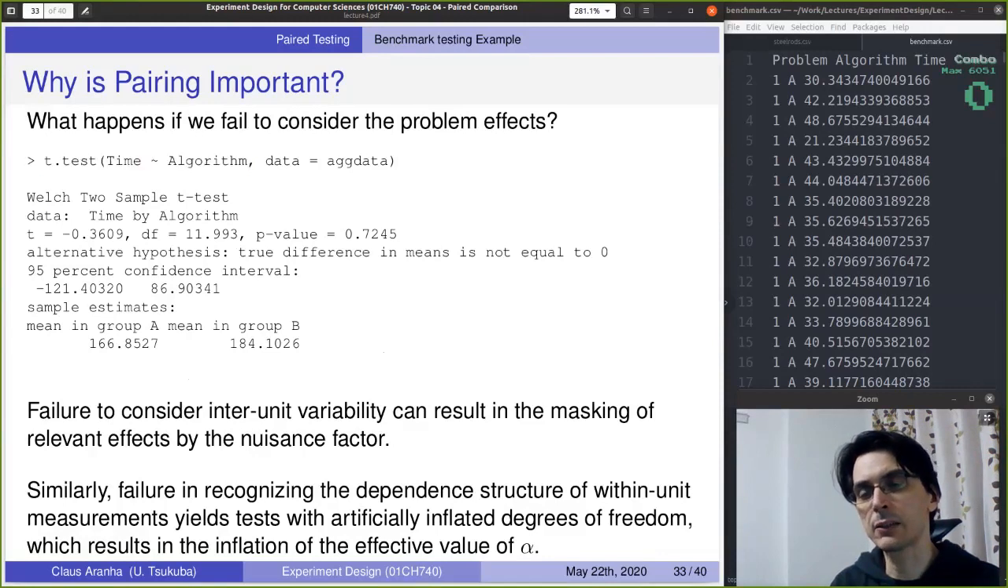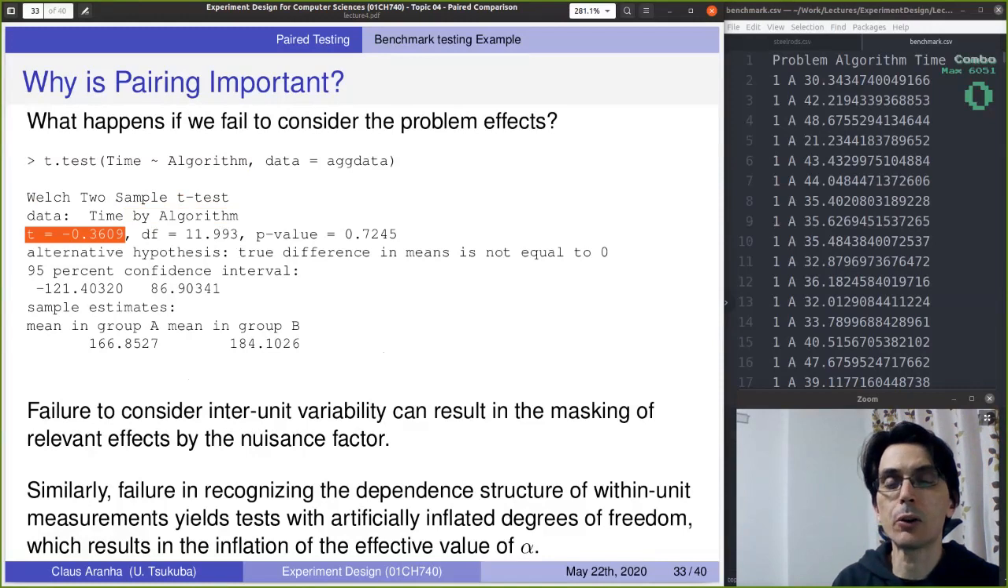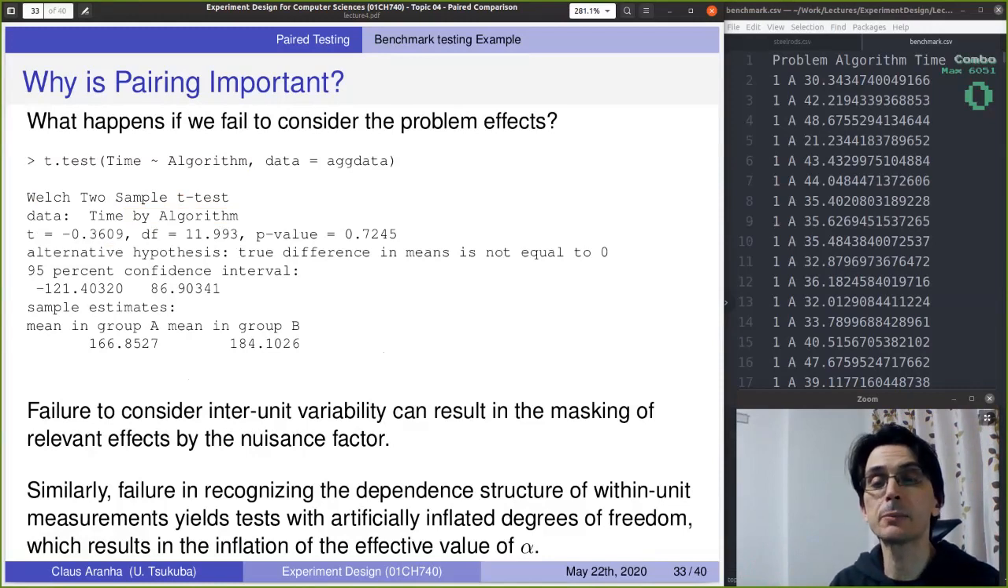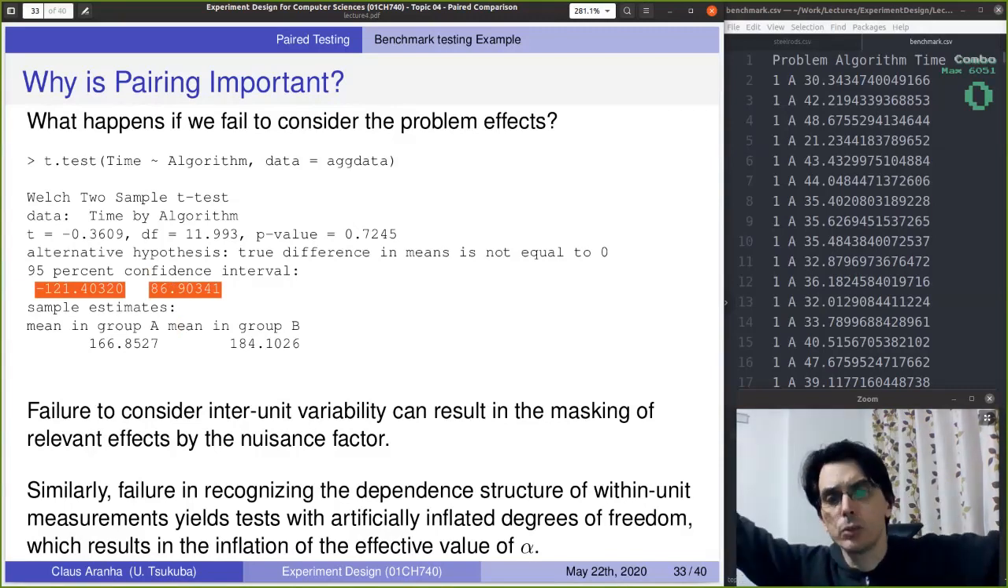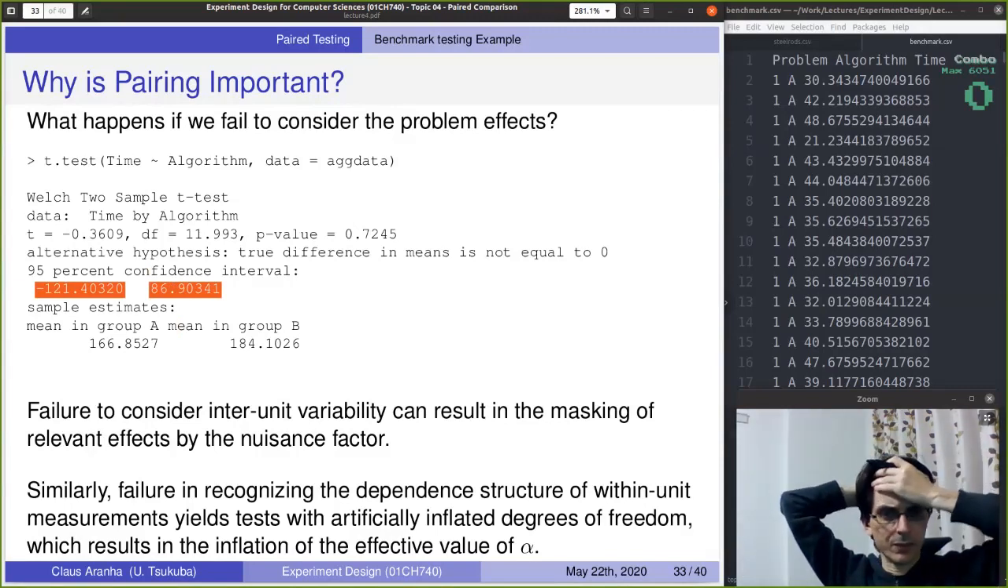So this is a two-sample t-test, and we see here that our statistic is minus 0.3. Now our p-value is 0.7. So here we cannot at all reject the null hypothesis. So without pairing, our test does not reject the null hypothesis. And you can see that our mean difference is much larger. Our confidence interval for the difference of the algorithms is minus 100 seconds to plus 80 seconds. This is a huge confidence interval, okay?